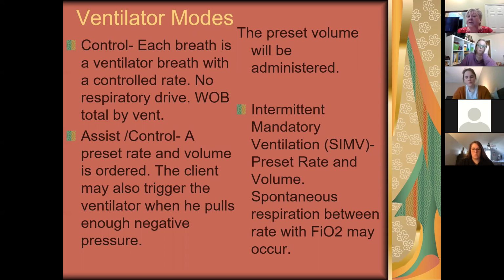16 breaths per minute with a volume of 600 mLs and an FiO2 of 60%. And they're going to get that every single breath, no matter what.